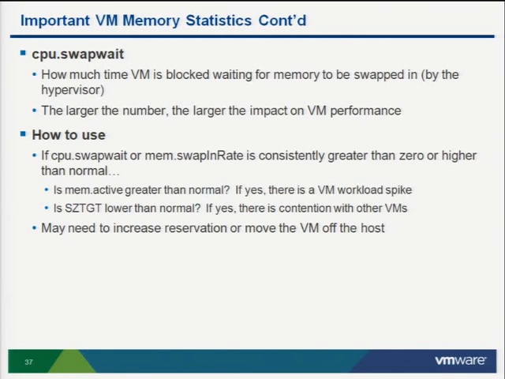Otherwise, you can look at size target. And if size target is lower than normal, what does that mean? It means this VM is suddenly not as important as other VMs, and the amount of memory that it gets has been lowered. So there's a couple of things you can do for both of these situations. You can increase the reservation for the VM. That way, size target is bounded at the low end by the reservation. Or you can just move that VM or other VMs off the host to free up some more memory. But again, swap-in rate and swap wait are two very useful ones for monitoring whether your VM is being affected by memory issues.